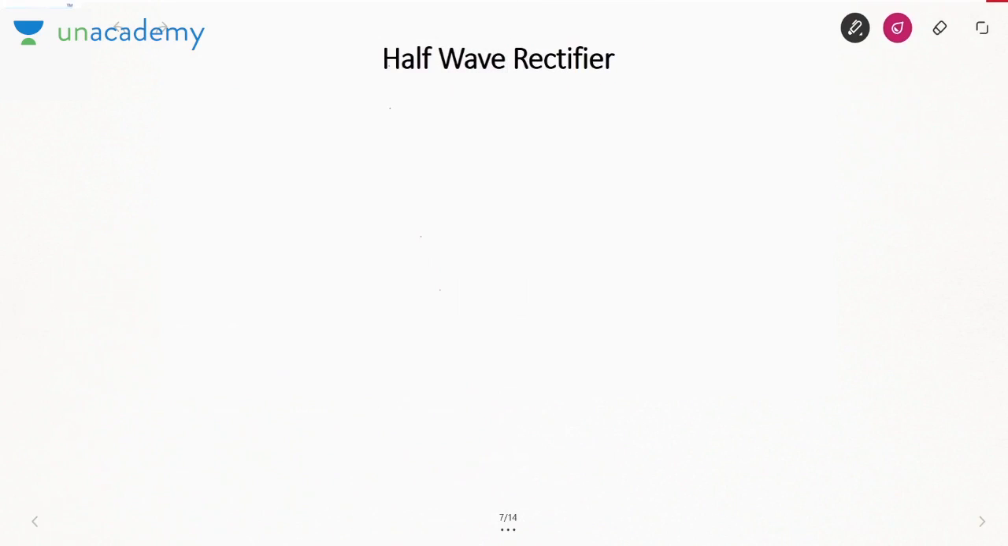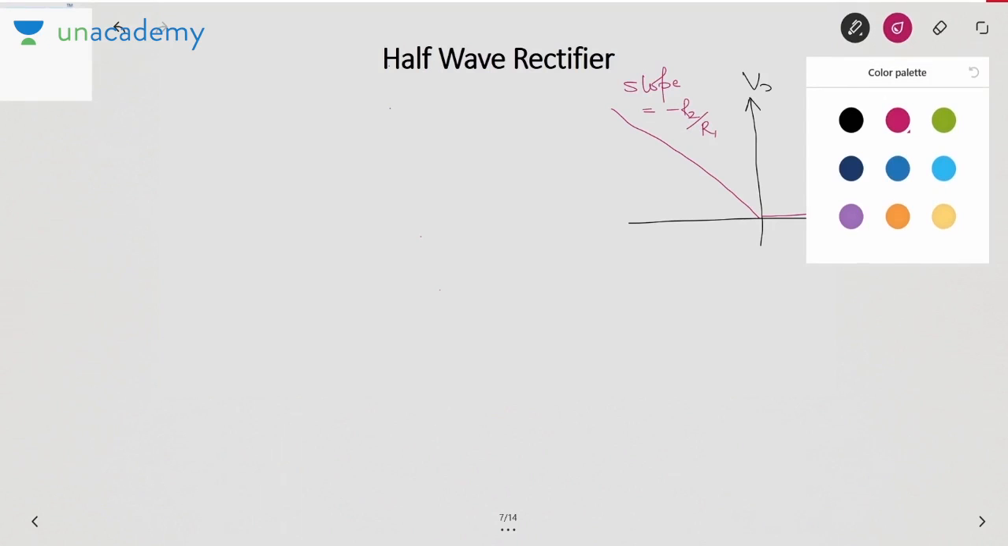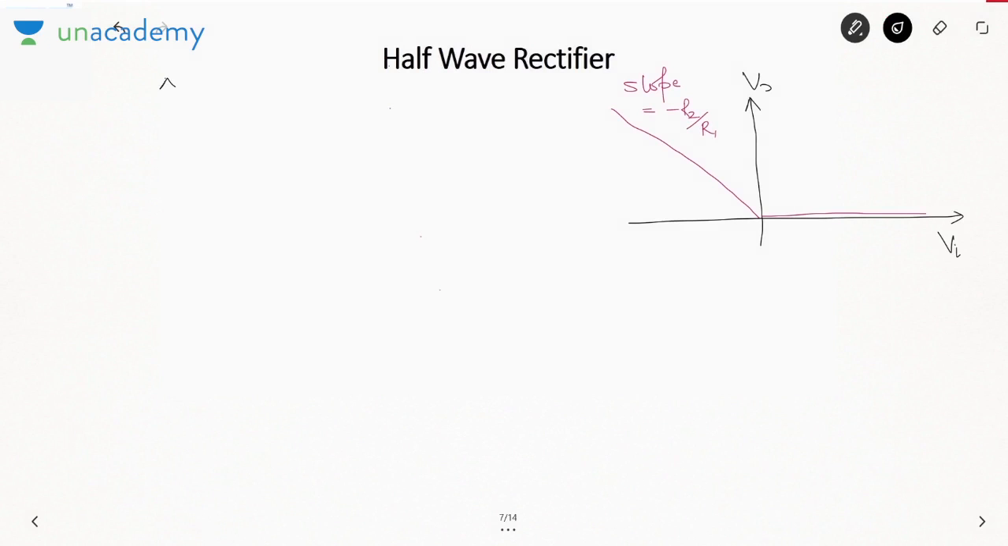So how can you explain the transfer characteristics of such a circuit? If you plot a curve between V0 and Vi, what we have seen? When Vi is positive, V0 is 0. When Vi is negative, V0 is positive, and the slope is minus R2 by R1. Also, you can draw the waveform against time.